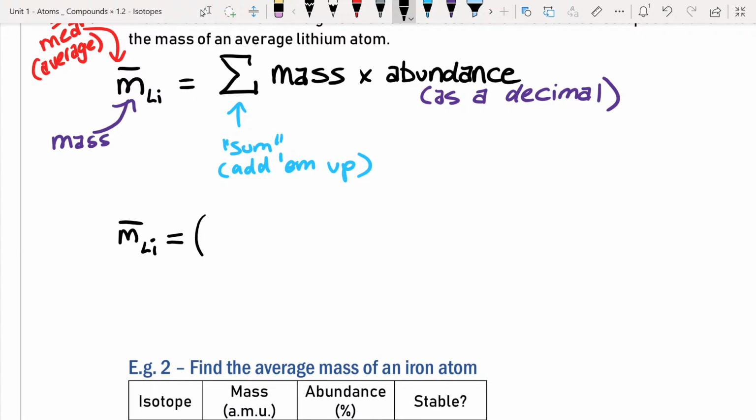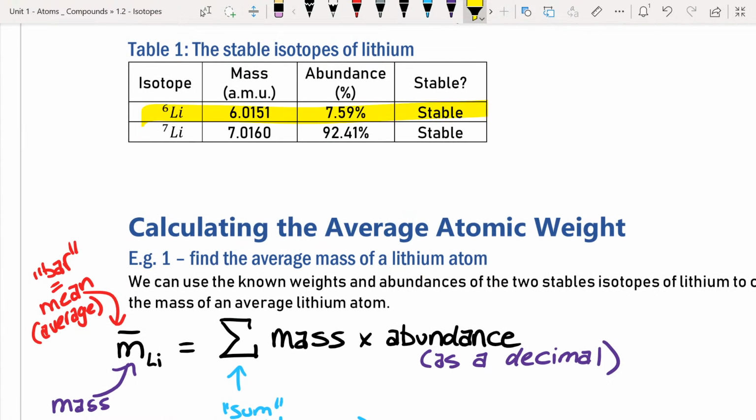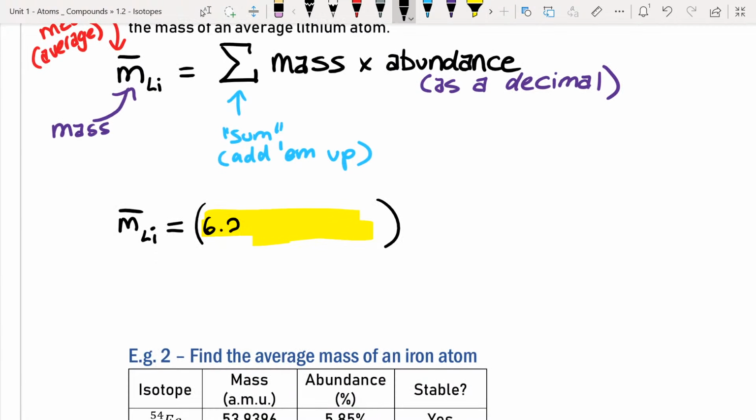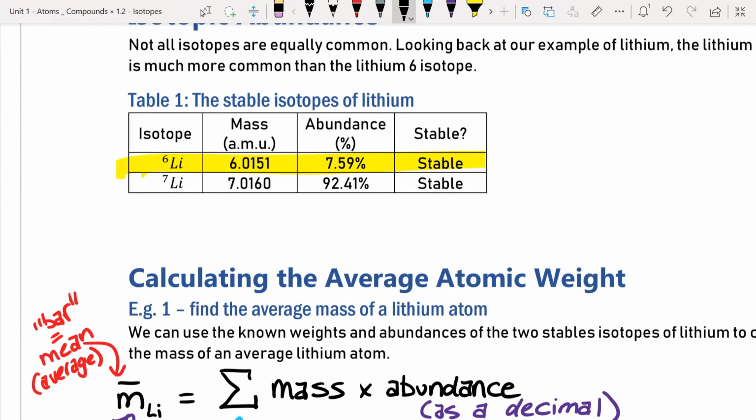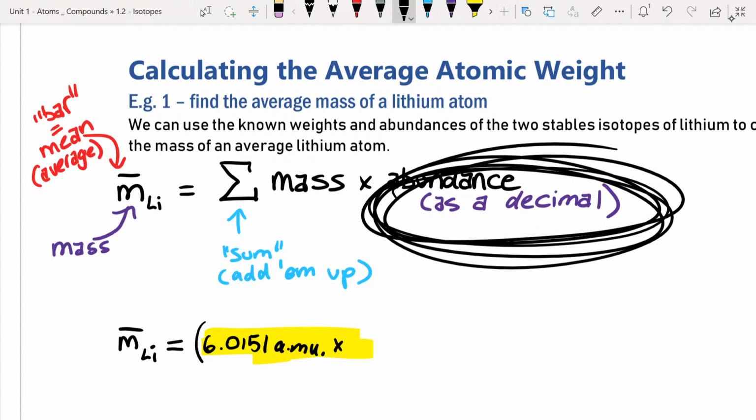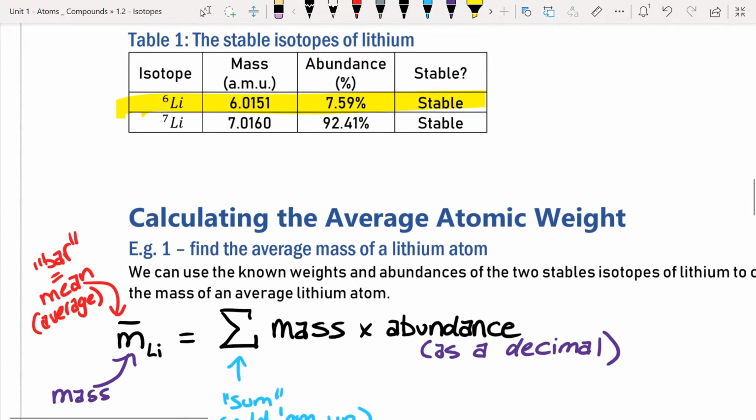So let's do the first isotope, and I'm going to color the first isotope yellow. What is the mass of the first isotope? 6.0151 atomic mass units. Good. And what am I multiplying that by? 7.59%. And when I go to do math with that, what should I make sure I do? I need to use it as a decimal.